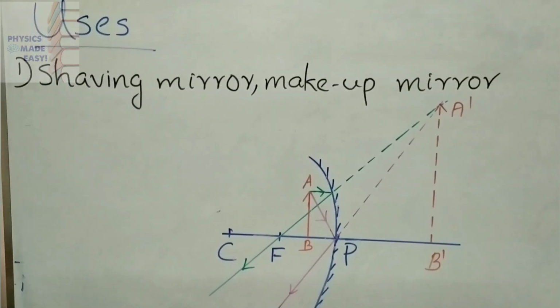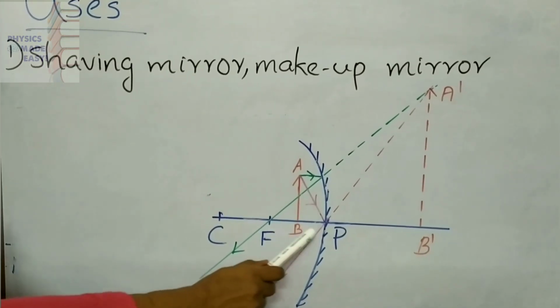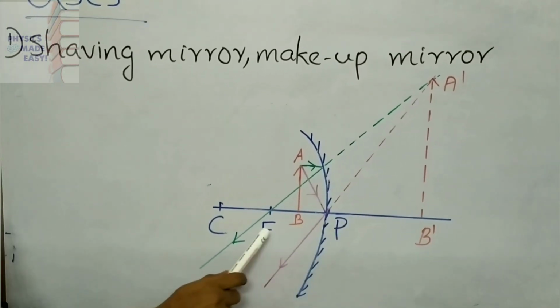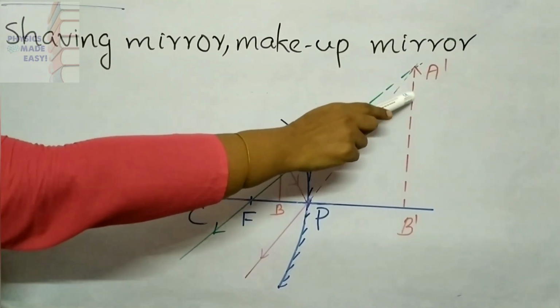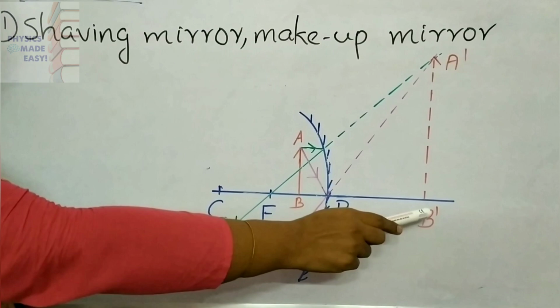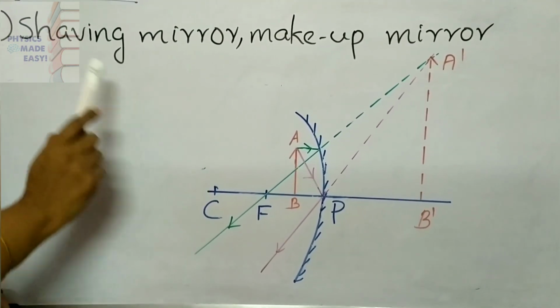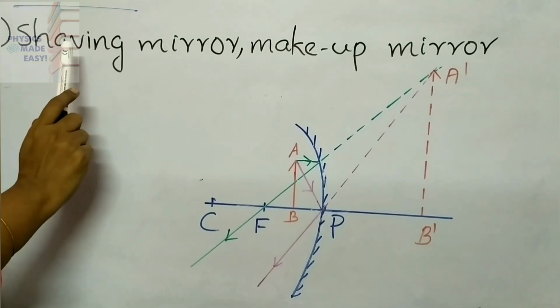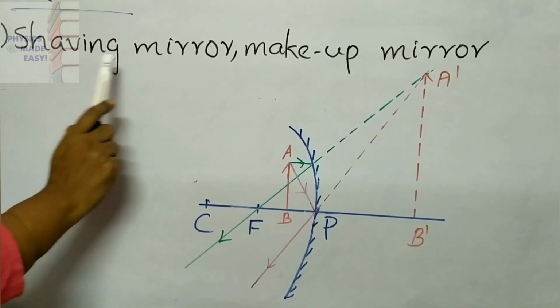Let us discuss uses of concave mirrors. Here you can see if an object is placed between the pole and the principal focus of a concave mirror, you can get an enlarged virtual and erect image. This we are applying in our daily life. You can see here men are using shaving mirrors. They are using these concave mirrors as shaving mirrors.